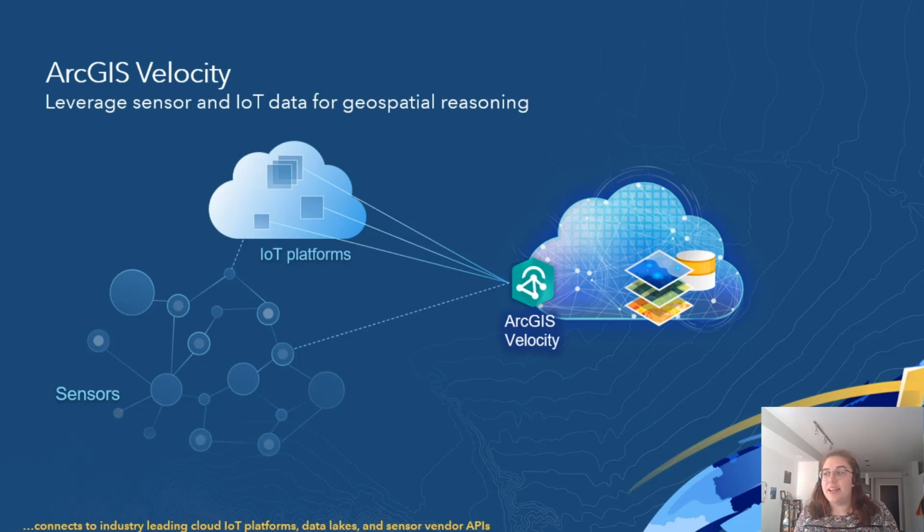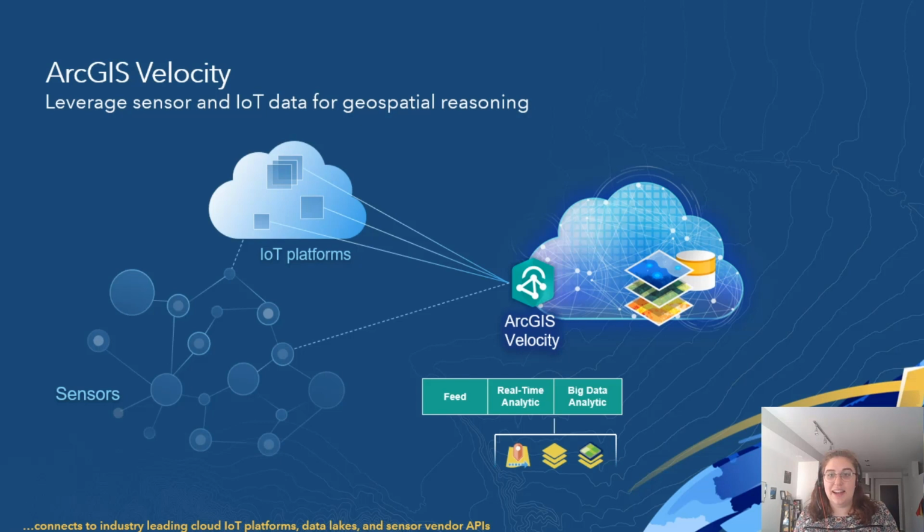There are a few new types of items in ArcGIS Online that allow you to work more efficiently with ArcGIS Velocity. Feeds allow you to receive sensor inputs in real time. Real-time analytics allow you to perform real-time processing on those inputs, including triggering alerts and actions. And big data analytics allow you to access and analyze big data repositories of historical observations.